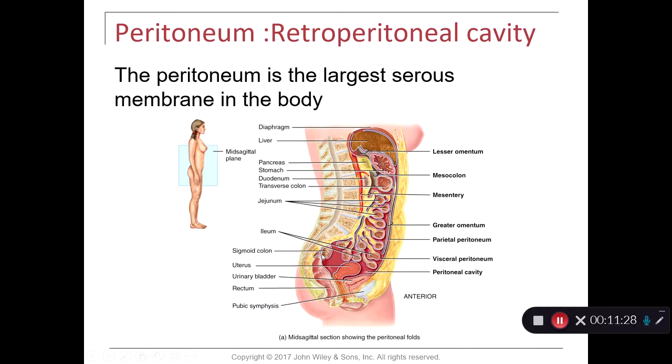You got the sigmoid colon, which is the latter end of the large intestine. It's just past the descending colon, as well as your rectum. The uterus in females is part of the retroperitoneal cavity, and the bladder in both sexes is in the retroperitoneal cavity.